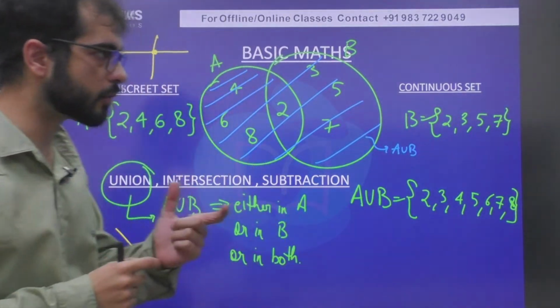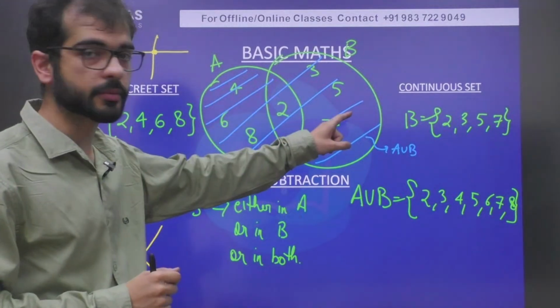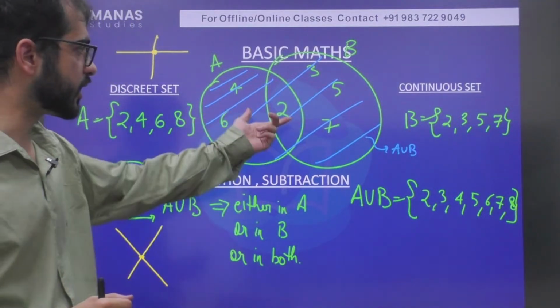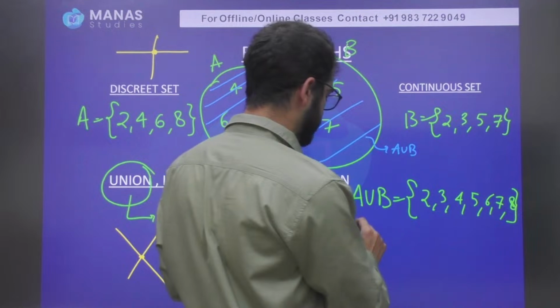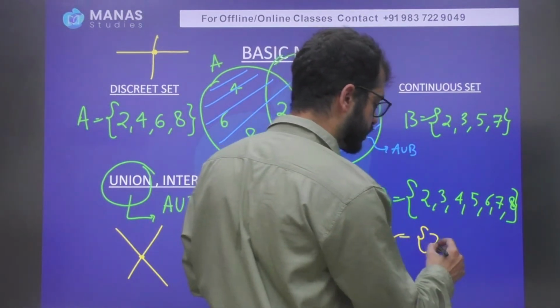That means it is the common point. If I have to talk about the common element, जो इसमें भी है और इसमें भी है, दोनों सेट्स में कॉमन एलिमेंट यहाँ पे 2 दिख रहा है. So if I talk about intersection, I'll write A intersection B is equal to the common element which is 2.